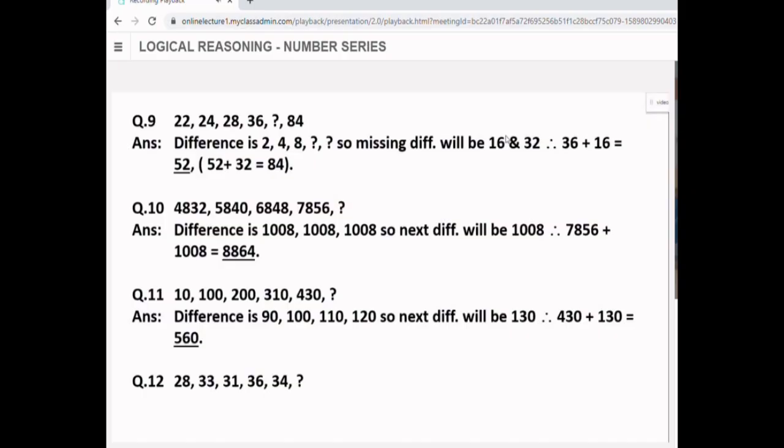28, 33, 31, 36, 34. Easy it is. डरने का नहीं. Look, what are the differences? 28 and 33, 5. 33 and 31, -2. 31 and 36, 5. 36 and 34, -2. So the next difference has to be 5. So 34 plus 5 is 39. Next number will be 39 minus 2, that is 37.